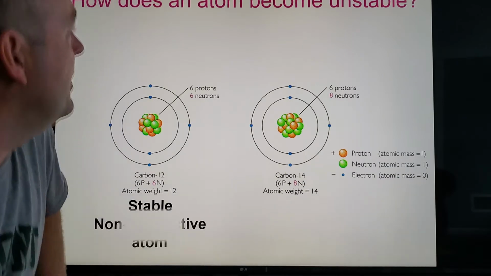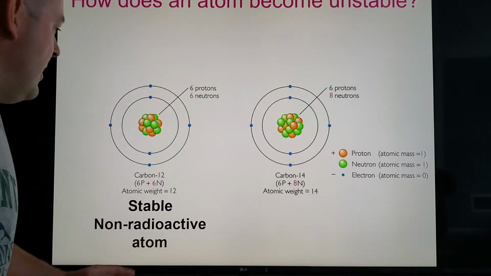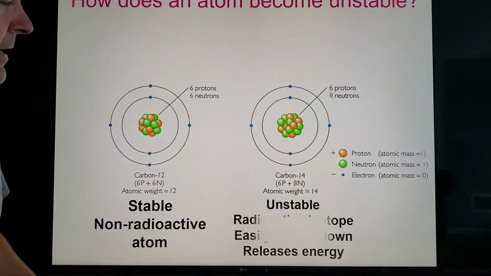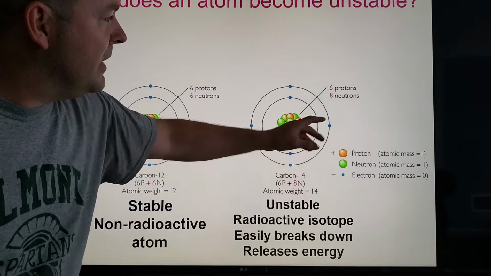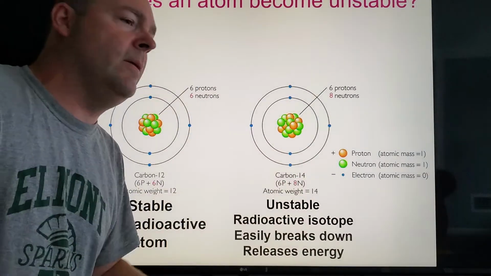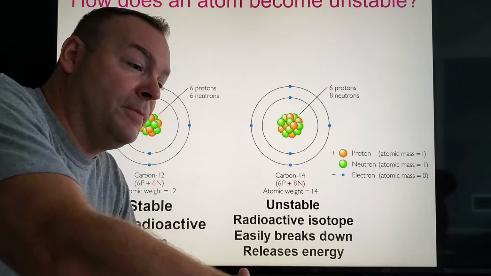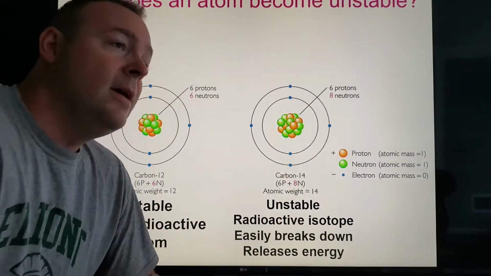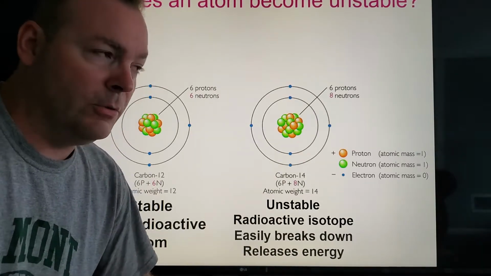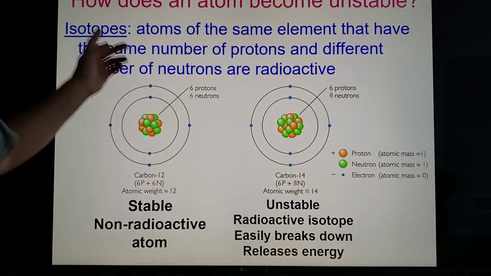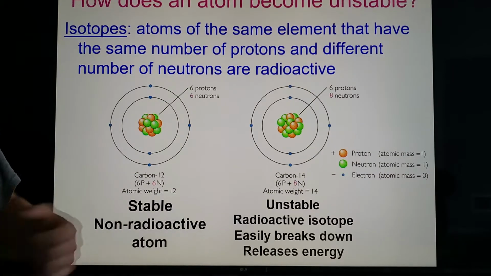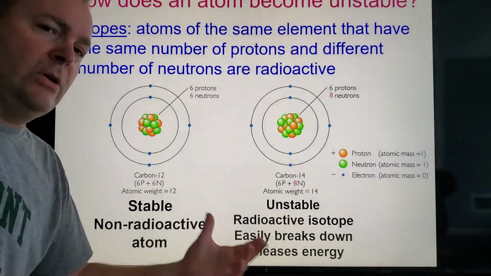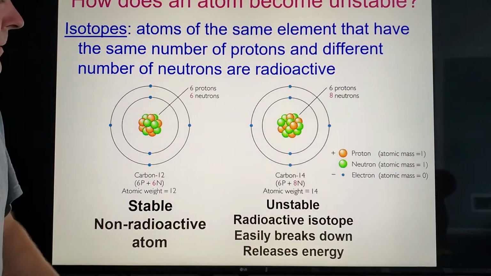So, how does it become unstable? Well, stable non-radioactive atoms are balanced, nothing's being given off, nothing's being taken in. But if it's unstable, it's because there's a different number going on there, and the atom either wants to get rid of something or get something to make it more stable. In doing so, it gives off radiation and also becomes a different material, which is pretty wild. We call it an isotope: atoms of the same element that have the same number of protons but a different number of neutrons, and as a result, they are giving off energy we call radiation.